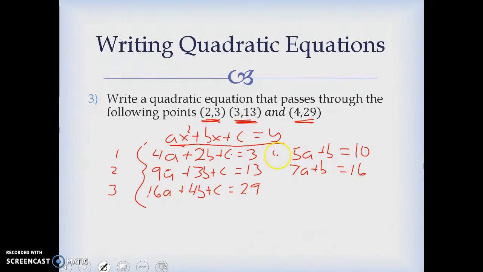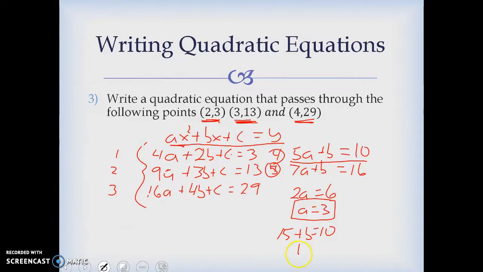If I call this equation 4 here and equation 5 here, then I am going to take equation 5 minus equation 4. So I'm going to have 7a minus 5a, which is 2a. b minus b is nothing. And 16 minus 10 is just 6. If I divide by 2, a is 3. Then I'm going to plug 3 back into equation number 4. So 5 times a, well that's 5 times 3, which is 15, plus b equals 10. That means that b, if I subtract 15 from both sides, is negative 5.